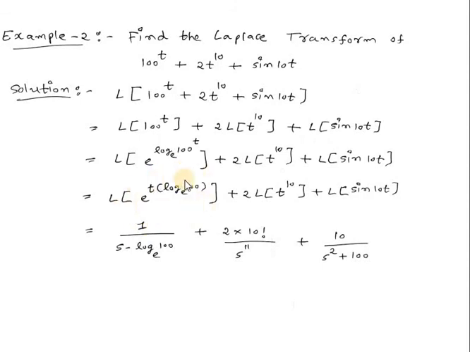So this is Laplace of e raised to at. So Laplace of e raised to at can be written as 1 divided by s minus a. So by this it will be 1 divided by s minus log 100 base e. So here Laplace of t raised to 10 will be 10 factorial divided by s raised to 11, because Laplace of t raised to n is n factorial divided by s raised to n plus 1, where n is a positive integer. So it will be 2 into 10 factorial divided by s raised to 11. And Laplace of sin at will be a divided by s square plus a square.